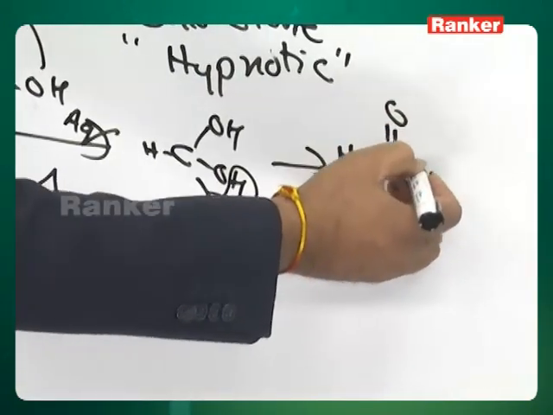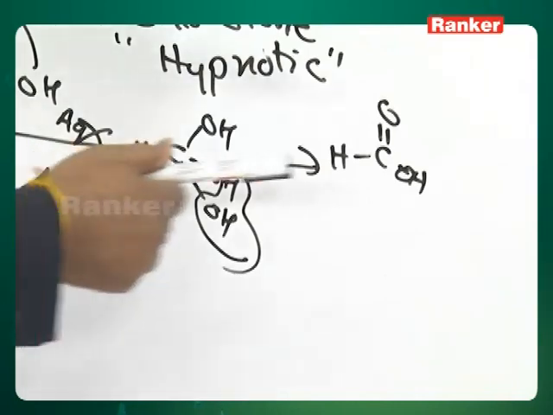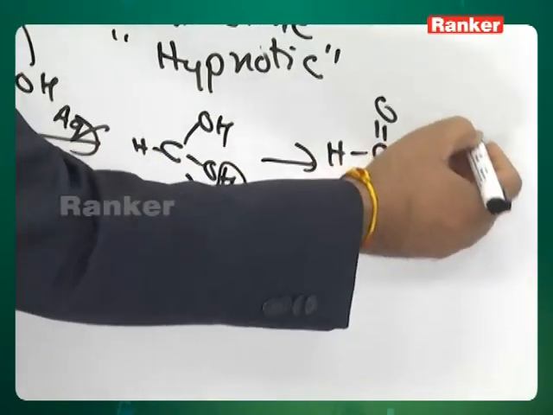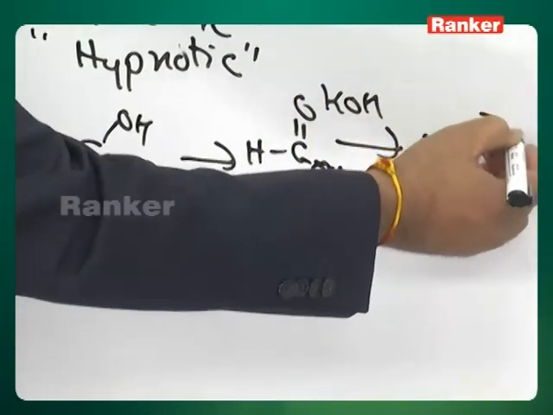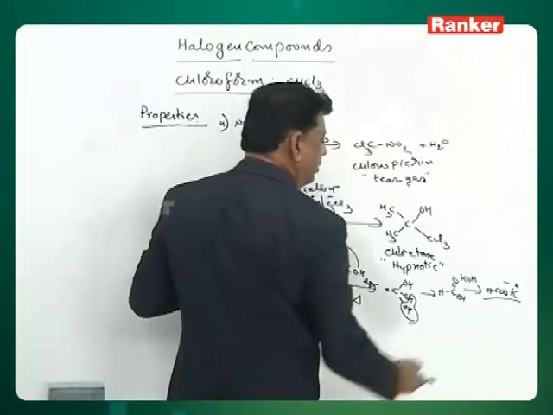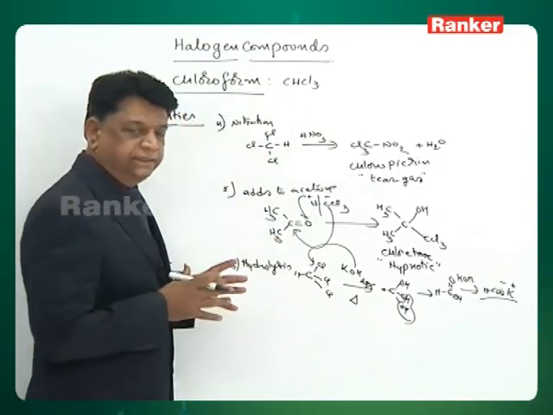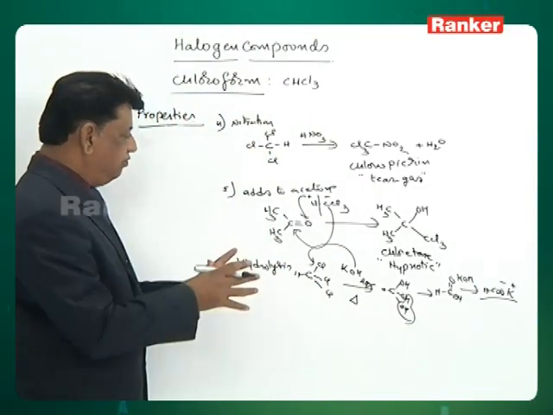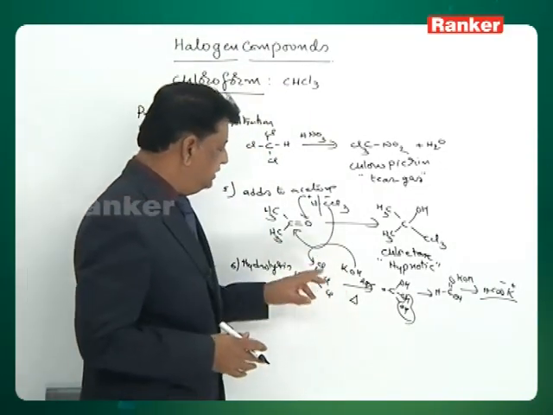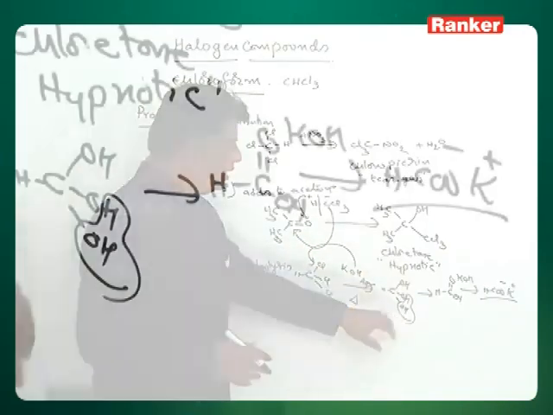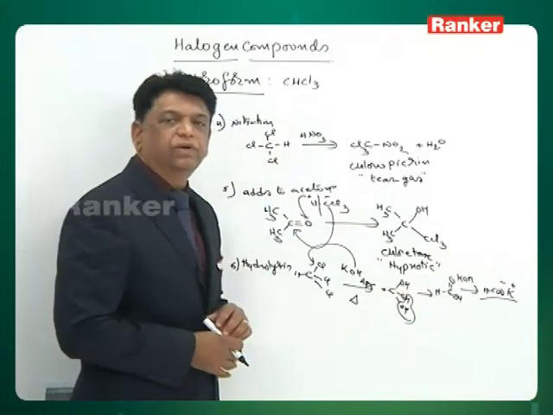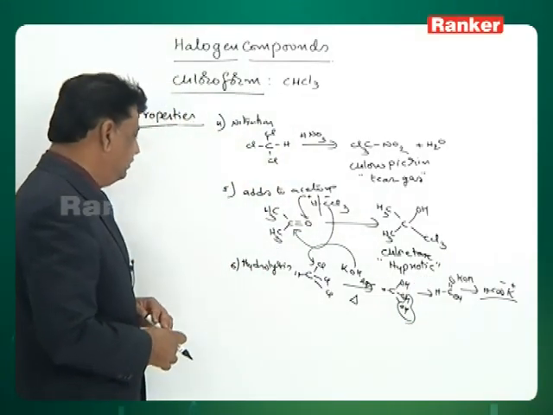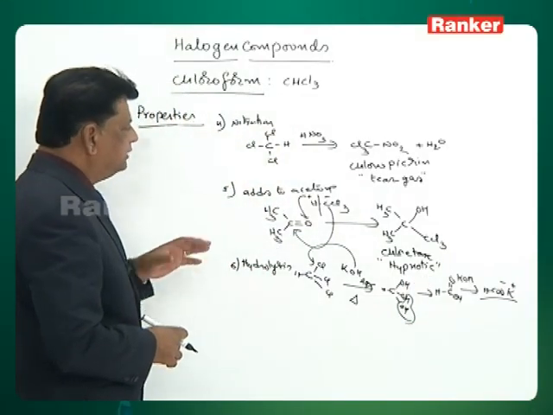This formic acid, because of its acidic property and the base being there, will react with the KOH and form HCOO minus and K plus. A salt is formed, potassium formate. These are all stepwise: the chlorines are substituted, water is eliminated, you get the acid, it reacts with KOH, and the potassium salt is formed. So these are all simple reactions.